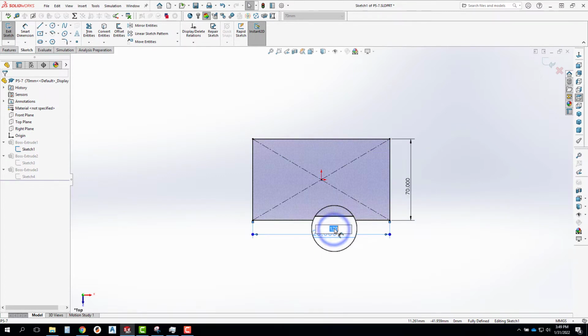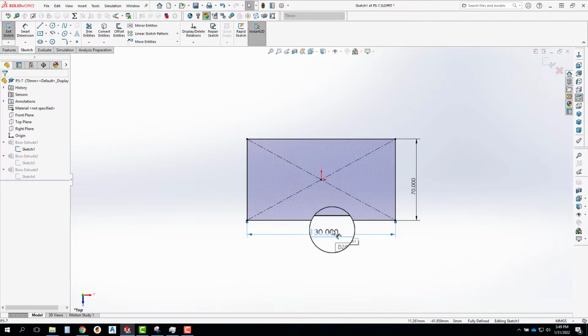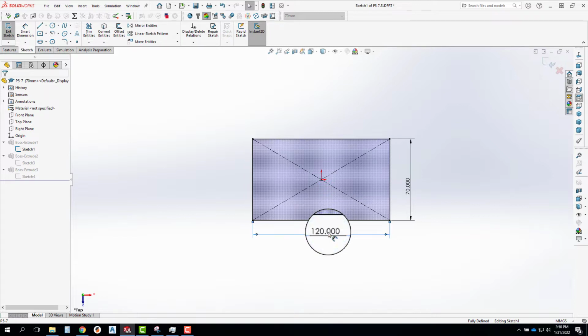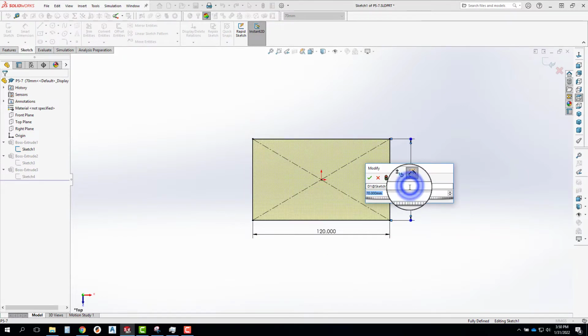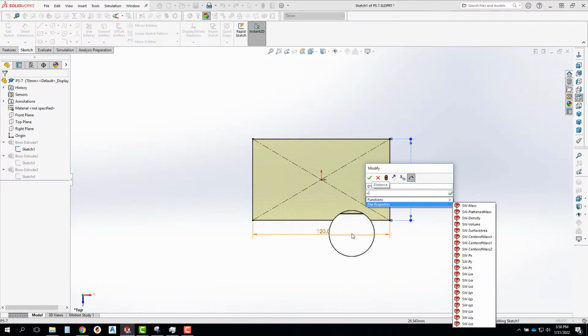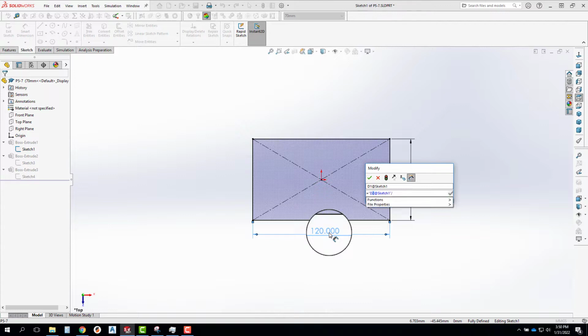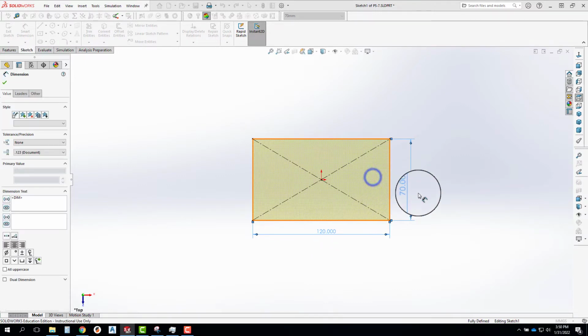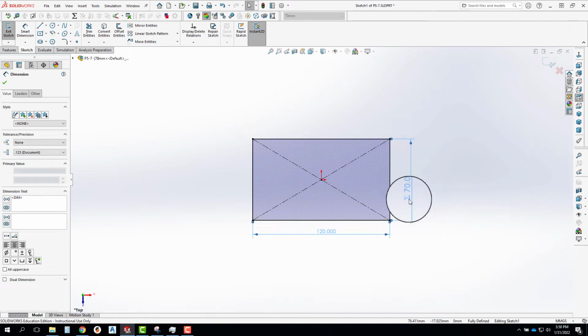So if we change this to 130, that 70 is not going to change. So we want to use an equation to change that. We double click on the one we want to change, say equal to, because that's how we start an equation, equal to this one divided by 2 plus 10. Okay, and you can see it's 70, but now has the sum symbol in front of it. So we've got that one updated.